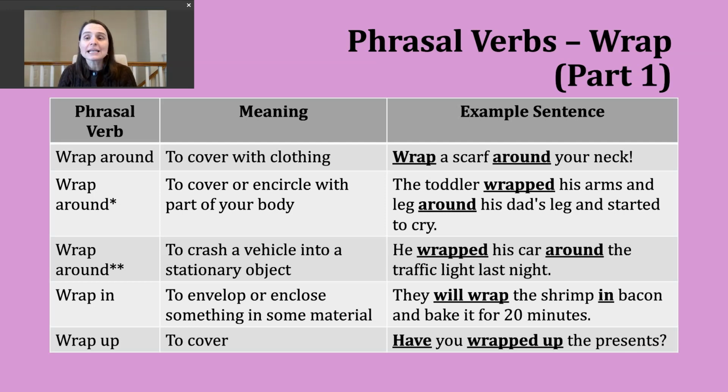So instead, let's look at an example sentence. He wrapped his car around the traffic light last night. Okay, so we can picture a traffic light, a long pole with a red light, yellow light, green light, right? And someone hitting that stationary object. He wrapped his car around is another example of the simple past tense.